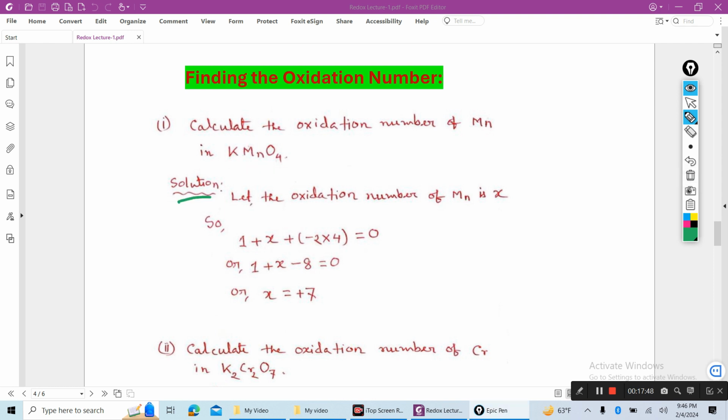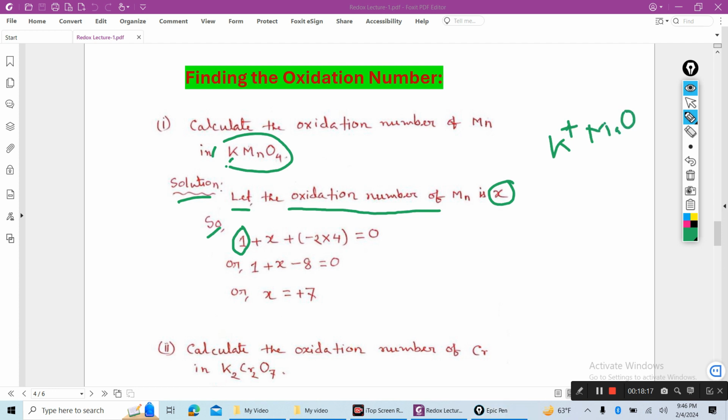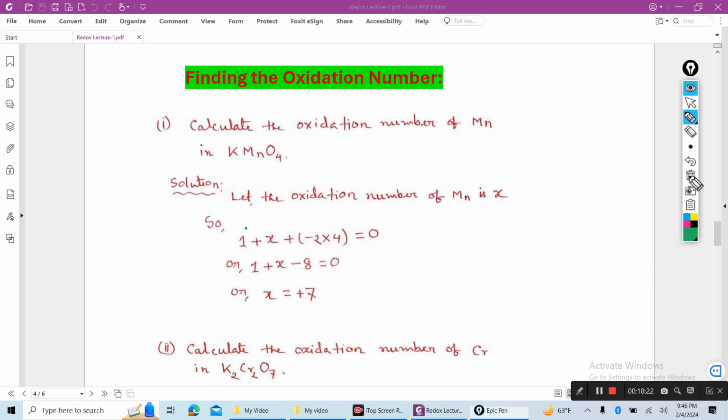So at first you let the oxidation number of manganese be X. As you don't know, you let the oxidation number be X. So here potassium oxidation number is 1. Why? Because potassium is group 1. Group 1 potassium plus permanganate MnO4 minus. So potassium is group 1, that's why here plus 1. Manganese X, plus X. You don't know X, so you will calculate X.